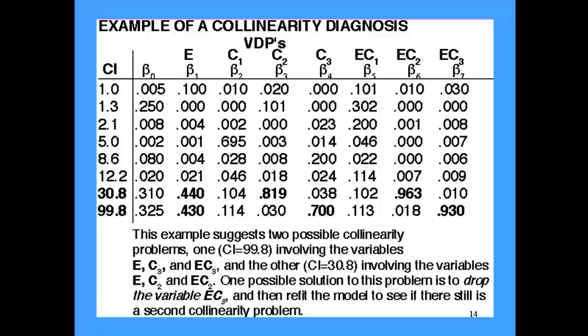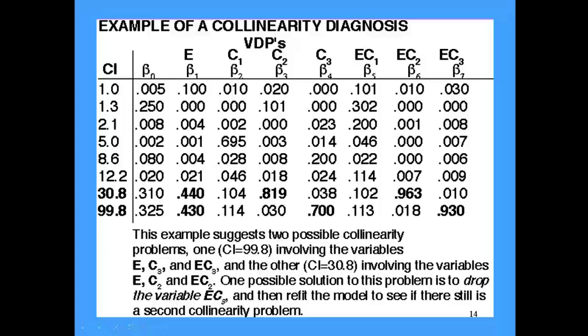In what way would I hope that it solves the collinearity problem? Think about what I've just said. In other words, I've just decided that there is a problem involving E, C3, and EC3, and I'm going to drop the only one I can drop, and it's EC3. And then what am I going to do? Remember I said you have to do it sequentially? I'm going to refit the model without EC3 in there. I'm going to look at the same information, but I don't have EC3 in the model.